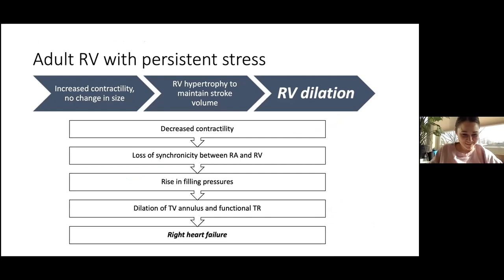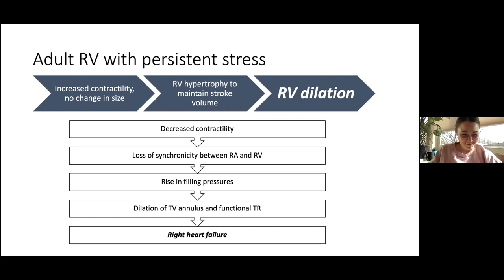So going back to the adult RV, and thinking about persistent stress, I've broken down some of the changes here for us to ruminate on. The early changes that happen with stress are an increase in contractility and no change in size. If it's persistent, the RV begins to hypertrophy because it's trying to maintain its stroke volume. But eventually, we get RV dilation. And I'll mention here that that dilation, once it starts to happen, is pretty much irreversible, or at least irreversible for what we have at our disposal right now in terms of therapeutics.